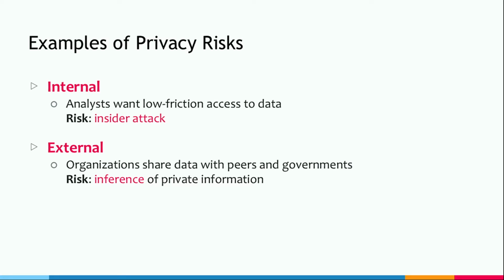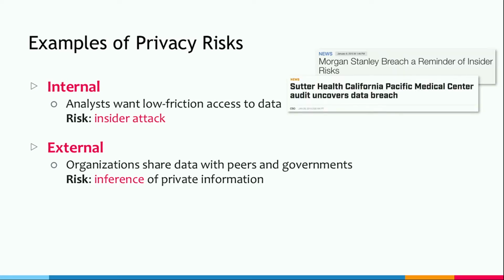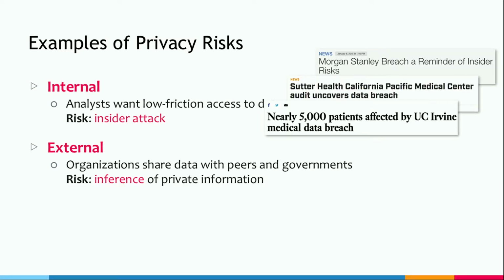I want to give some examples of how these privacy risks can come up. So one category is internal risks. Oftentimes organizations will have analysts internally that need access to data in order to do their jobs. But the risk is that they could abuse that access, and then you get insider attacks. And we've seen lots of examples of those.